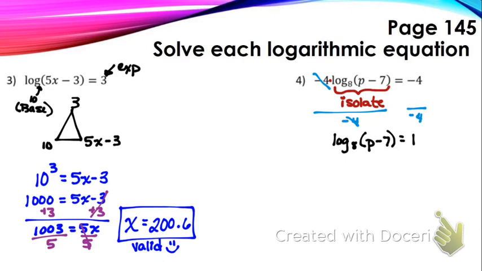Now does it look more like number 3? So can I think through this with a triangle? What's my base? 8. What's my argument? P minus 7. What's the exponent? 1. So how do I rewrite this as an exponential? 8 to the power of 1 equals p minus 7. What is 8 to the first power? So this is just 8 equals p minus 7, plus 7 on both sides. So p is what? 15.